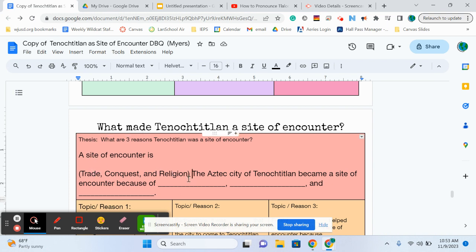Then you're going to go with your second one. What do you think was the second biggest impact? What do you think was the second most important thing in bringing people to the city? Trade, conquest, or religion? And that one goes right here. Now, we only have three, so whichever one you haven't used yet is going to go in that last blank. And now you have your thesis statement.